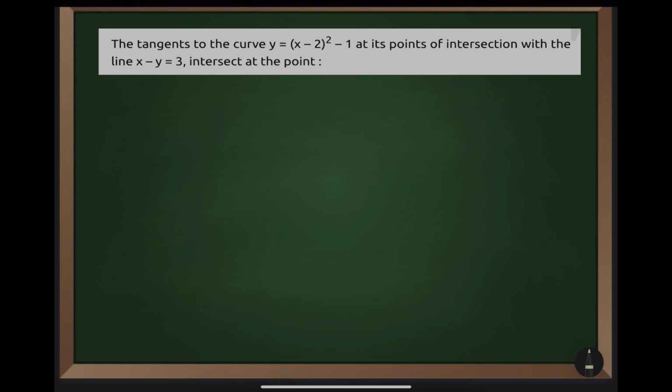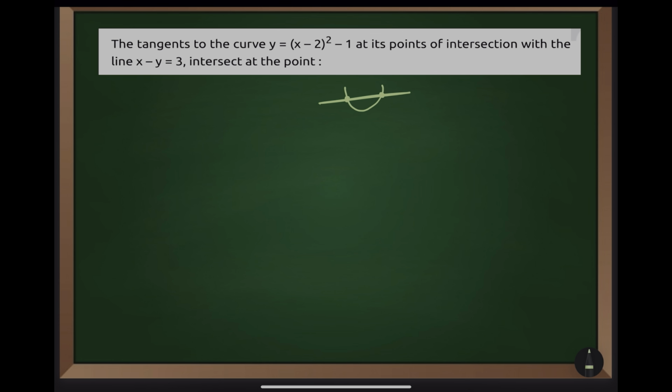So we got this illustration. The tangent to the curve at its point of intersection with the line. Suppose that this is the curve and this is the line. So this line is intersecting the curve at 2 points. Hopefully at most it will be 2 points only.